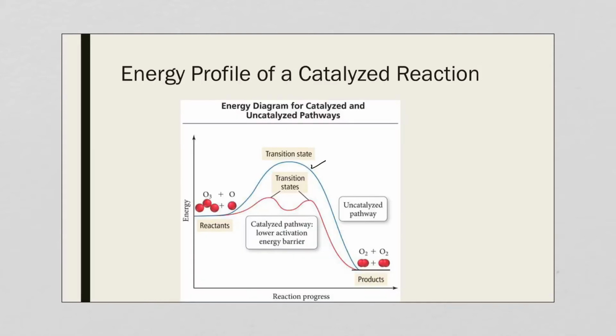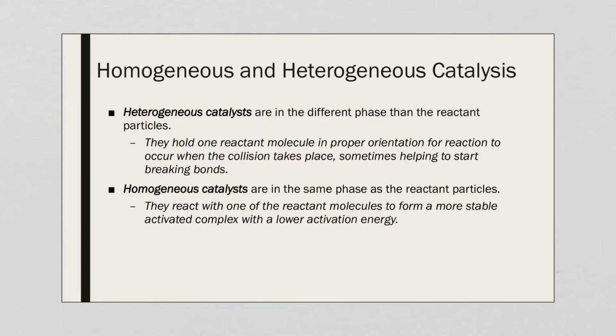Now, when we talk about catalysis, there are two types of catalysis. There are heterogeneous and homogeneous catalysis. So, in heterogeneous catalysis, the catalyst is in a different phase than the reactant molecules. So, for example, the catalyst might be a solid, the reactants might be a gas or in solution.